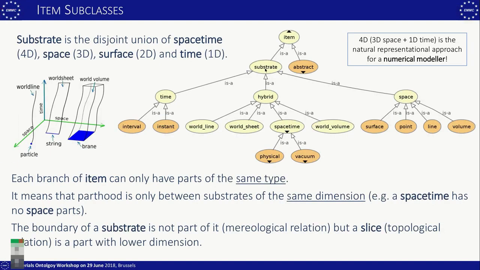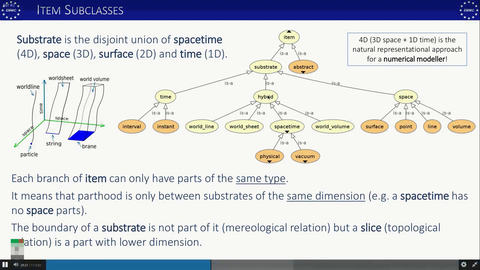But what type of substrate can we have? The substrate in which we live is space-time. Space-time we call a hybrid substrate, because hybrid means that it unfolds in space and time.